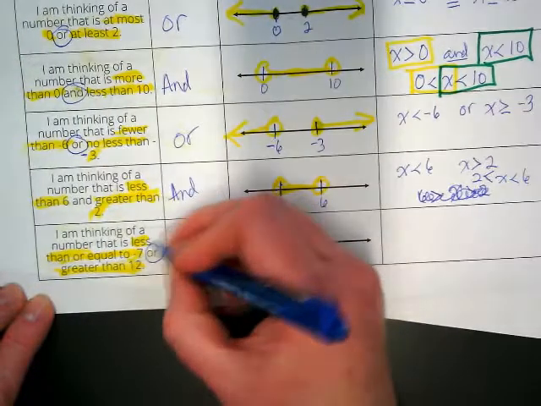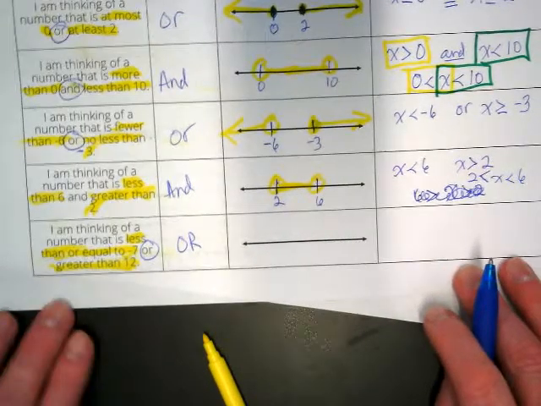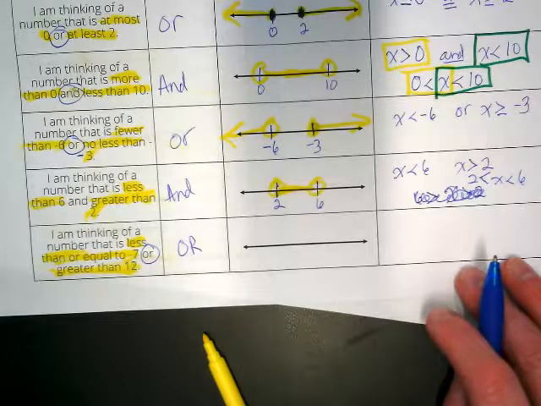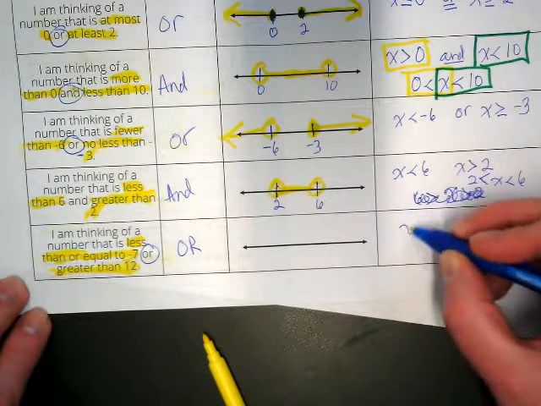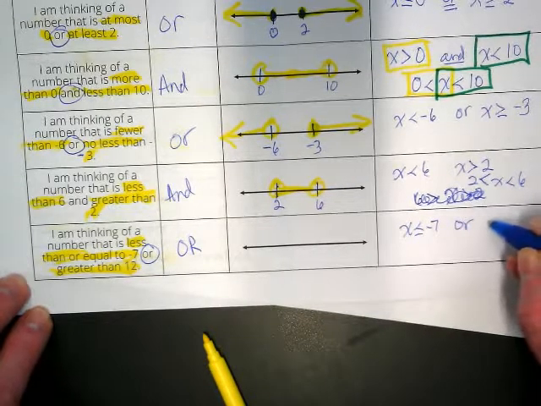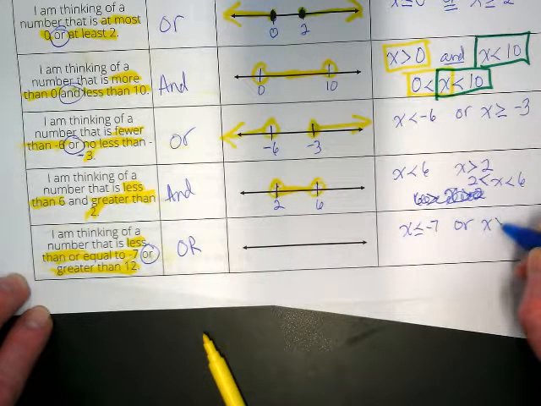Thank you. We're going to end with an or, which means it's going to be a little bit easy. We don't have to rewrite it. We won't have to mess it up again. We have x is less than or equal to negative 7, or x is greater than 12.